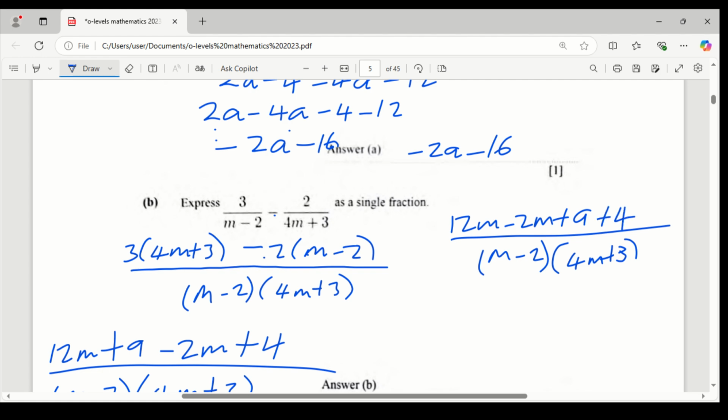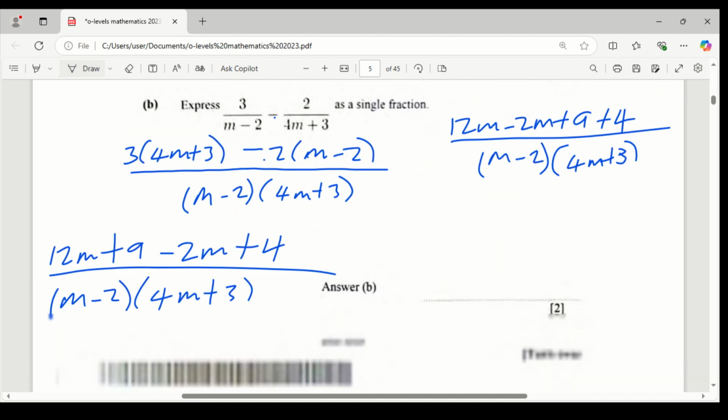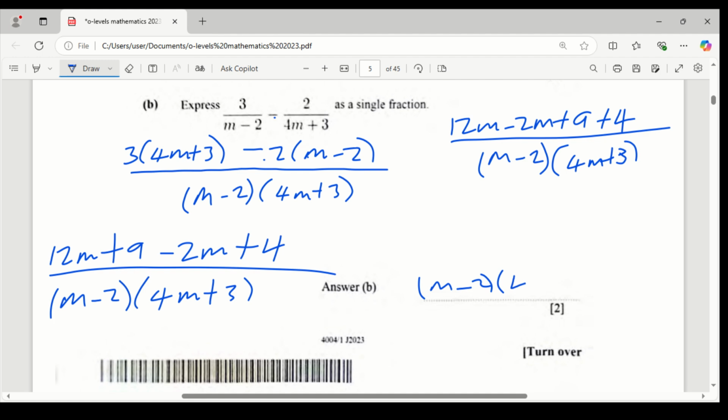If you are to simplify here, we put our common denominator, (m - 2)(4m + 3). So 12m minus 2m, we get 10m. 9 plus 4, we get 13, so it's plus 13. That is going to be our final answer.